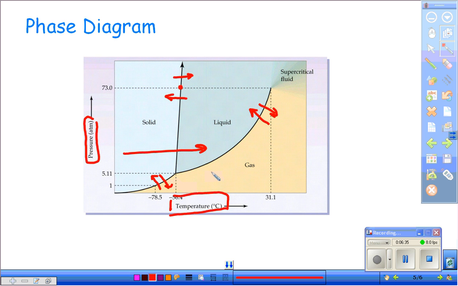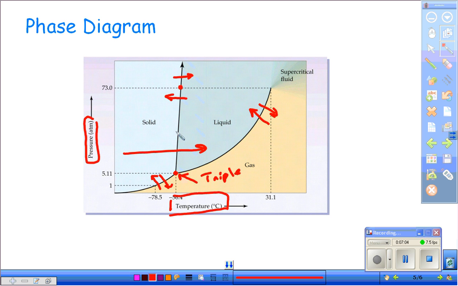Now there are some interesting points along this. Right here is a point which is called the triple point. That triple point is when all three states exist simultaneously. In other words, a solid, a liquid, and a gas all exist at the exact same time. There's a very specific pressure and temperature where that can happen. At that pressure and that temperature, we get the triple point, and we see these states exist.